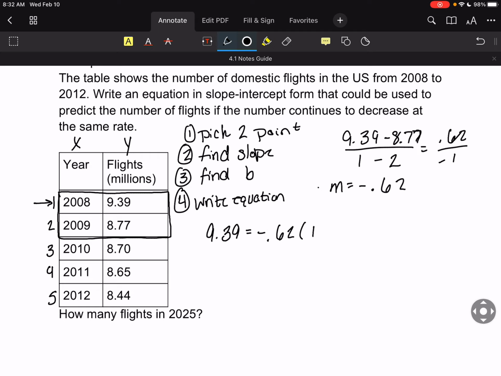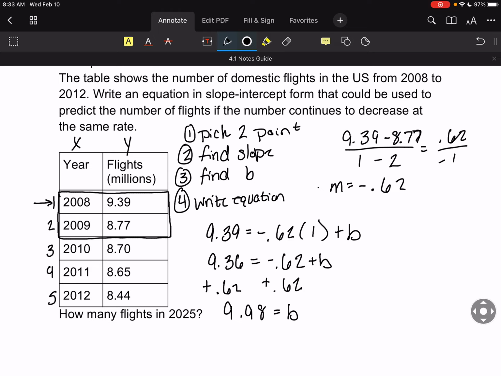So now I'm going to use my y, which is going to be 9.39, and it's equal to -0.62 times 1. That's where our change is. Nothing else changes but that. Plus b. So now I have 9.39 equals -0.62 plus b. Add that 0.62 to both sides. So let me make sure I do this math right. 9.36 plus 0.62 is 9.98, which is equal to b.